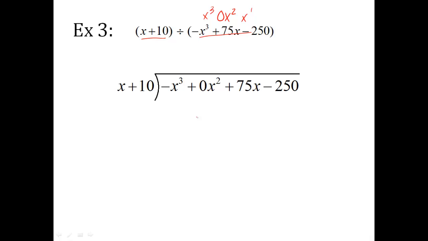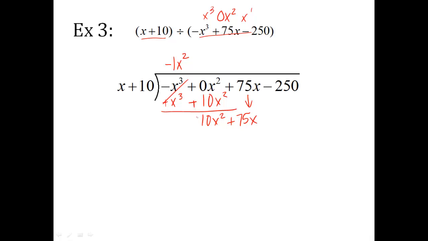Once you get the placeholders in place, it can happen out here in the divisor, or it can happen underneath the division bar. Either place, you have to have placeholders for every power of x. So x times what is going to give me negative x cubed? That'd be negative 1x squared. Distribute that. So negative x cubed minus 10x squared. Subtract it, so I change all my signs. That goes to 0. 0x squared plus 10x squared is 10x squared. Bring down the next term.